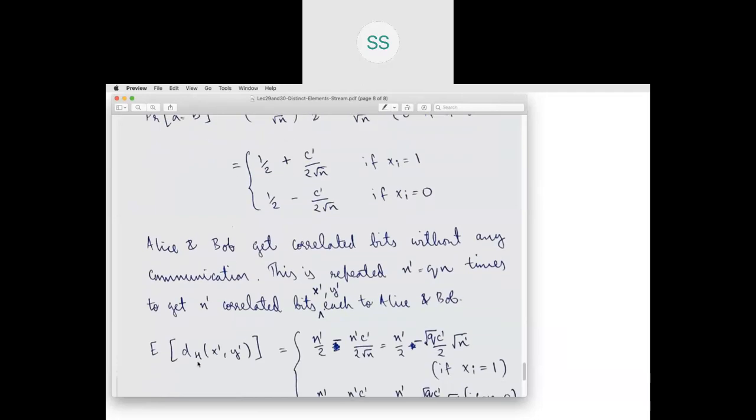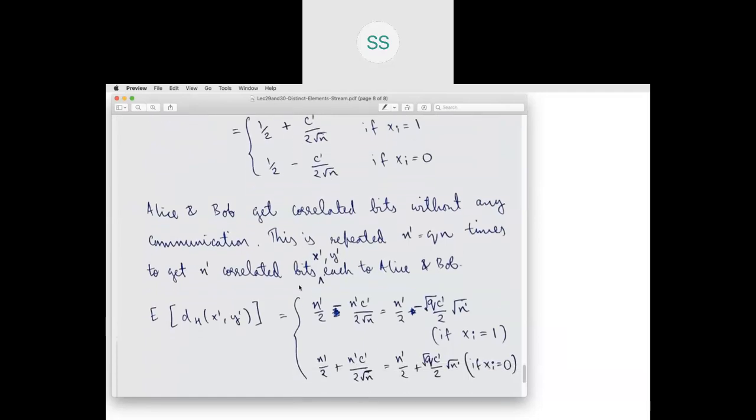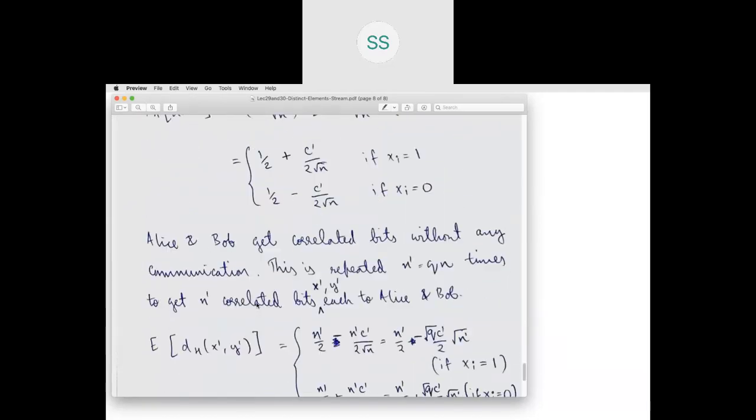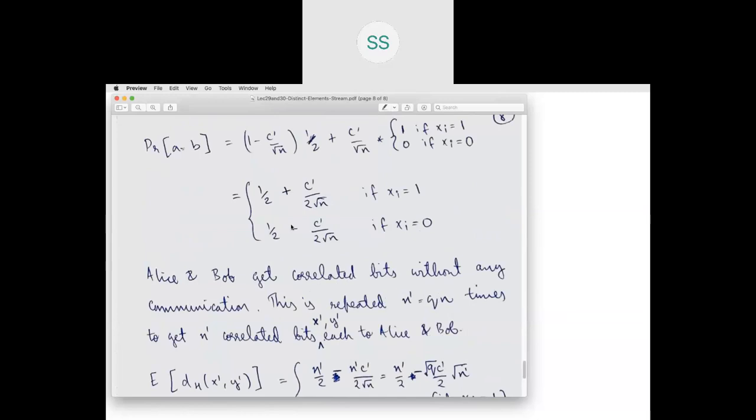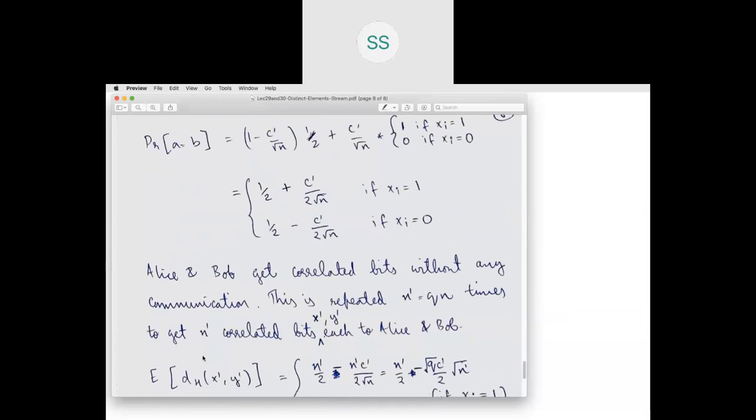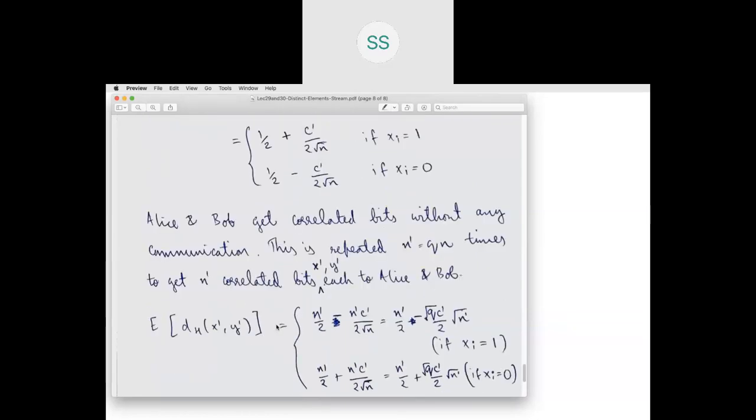So what is the expected Hamming distance of x prime and y prime? Recall x prime and y prime are just this process done repeatedly. So it is the number of bits times the probability that they disagree.